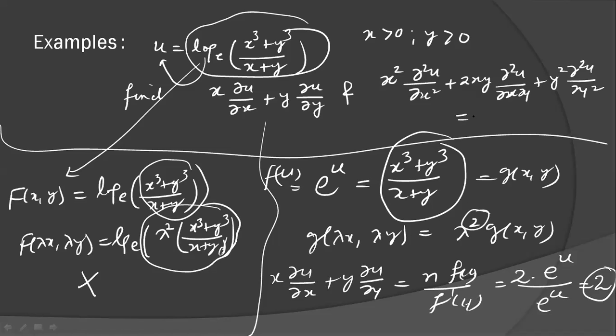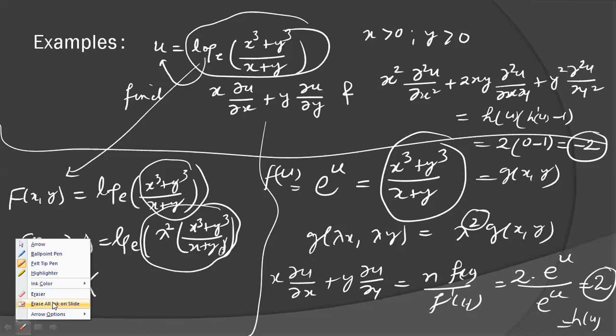And what is the value of this? I have already told you this is equal to h(u). If we assume h(u), then it is equal to h(u)(h'(u) minus 1). So h(u) is 2, and the derivative of 2 is 0. 0 minus 1 is equal to minus 2, so this value is minus 2. Let's see one more example based on this.